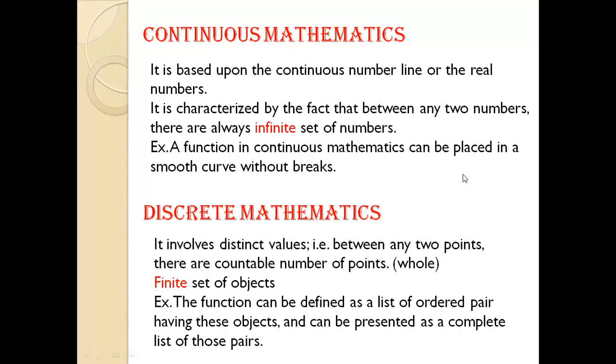But when we come to discrete mathematics, just consider one line with one number 5 and another number 10. So how many numbers are there between 5 and 10? Only 6, 7, 8, 9, which means there are only 4 numbers between 5 and 10. In continuous mathematics there are infinite numbers, but in discrete mathematics there are 4 numbers, which is finite.